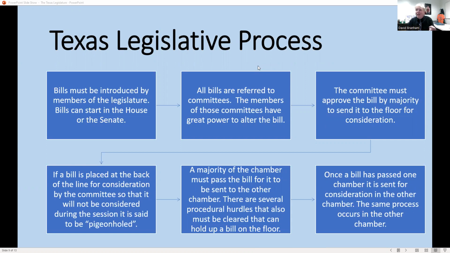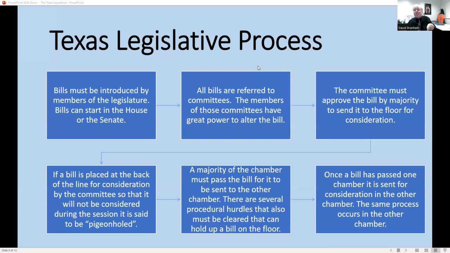So it's very easy for something to get buried in committee, get pigeonholed, and not come out. If a bill is placed at the back of the line for consideration by the committee, so it will not be considered during the session, it is said to be pigeonholed. Know that for your test. A majority of the chamber must pass the bill for it to be sent to the other chamber. So if it starts in the House, you need 76 votes to send it to the Senate. If it's in the Senate, you need 16 votes to send it to the House.